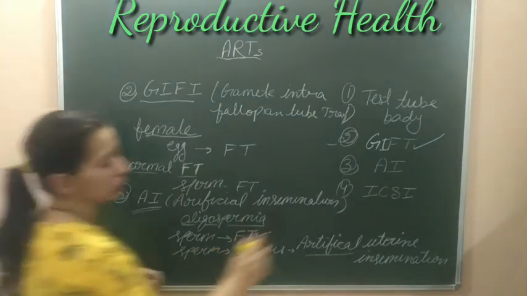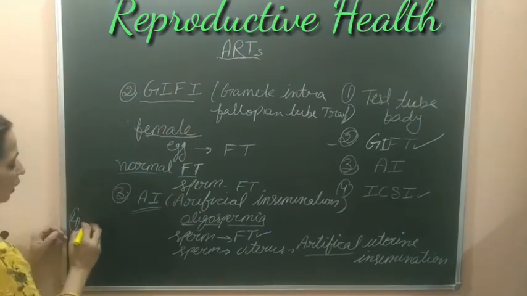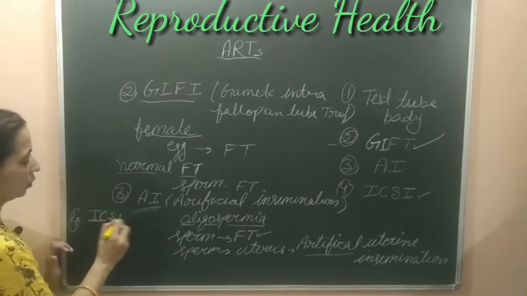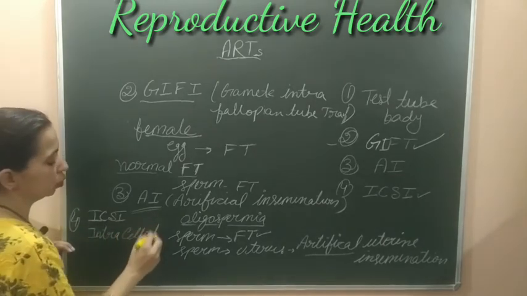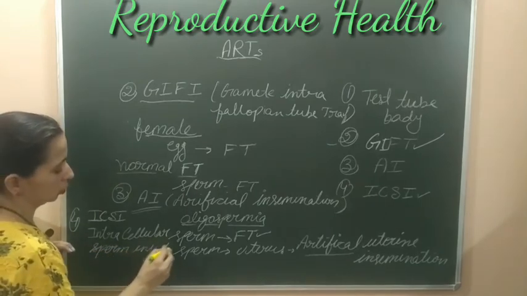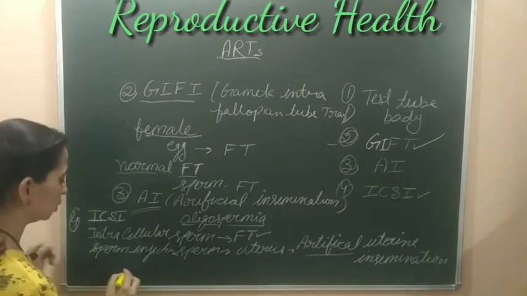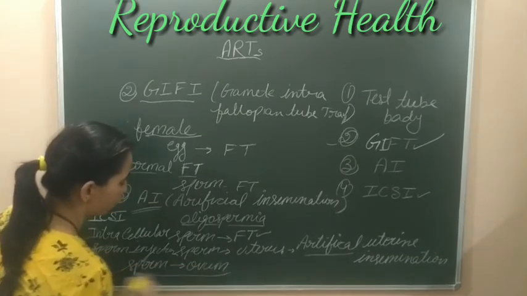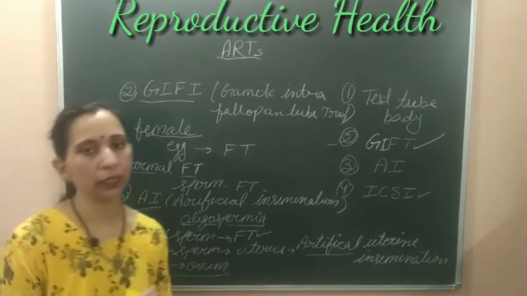The next technique, the fourth technique, is ICSI, intracytoplasmic sperm injection, where the sperms are directly injected into the ovum. This is also a very specialized technique where the sperms are directly injected into the ovum so that they can do fertilization.